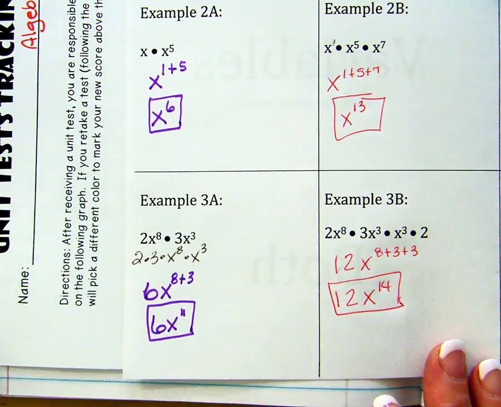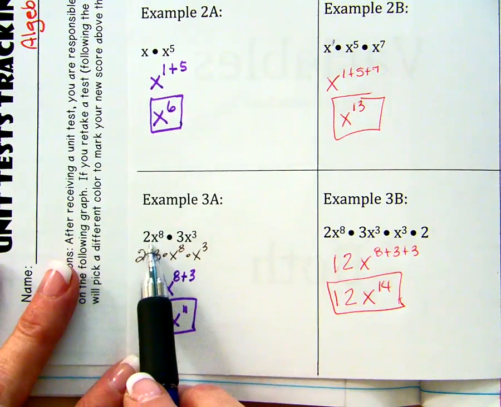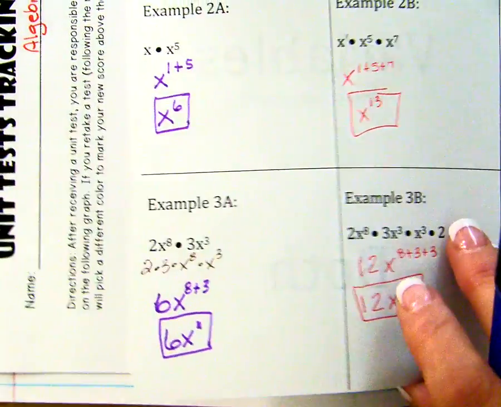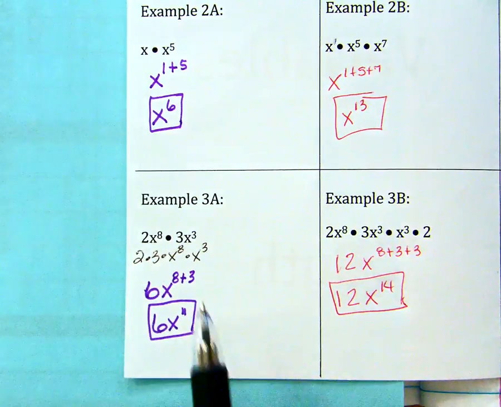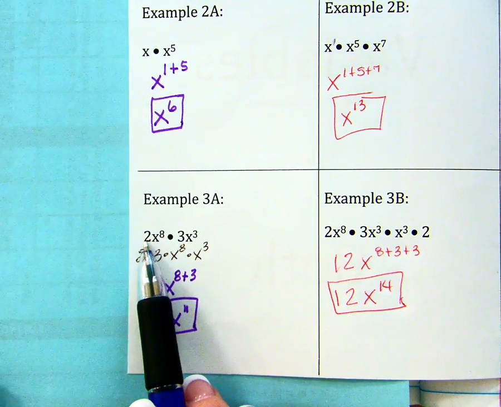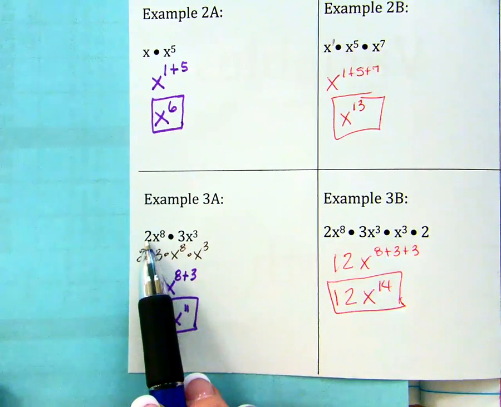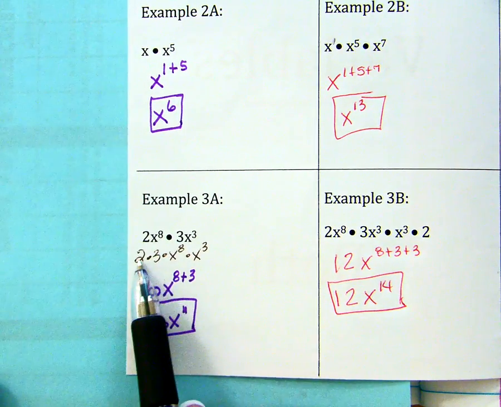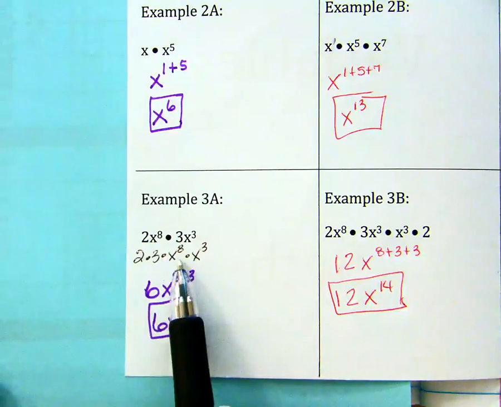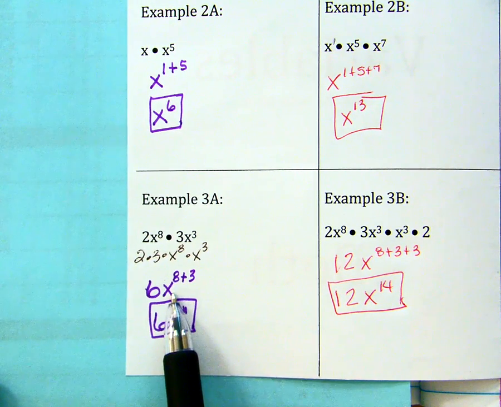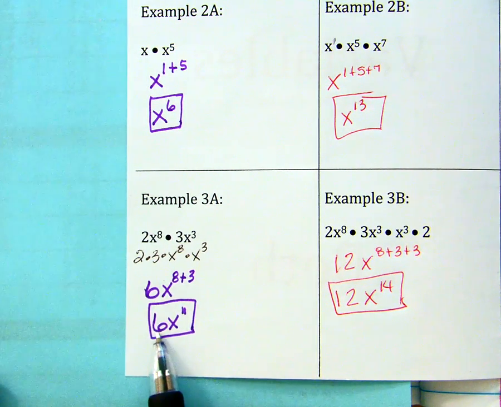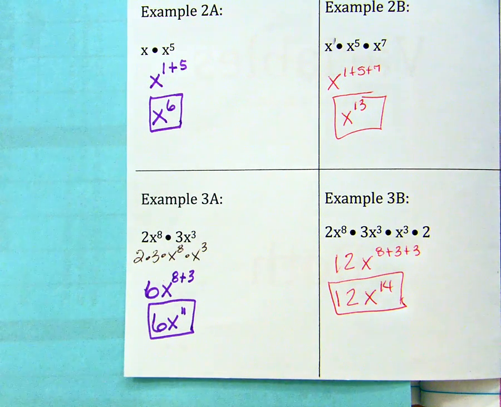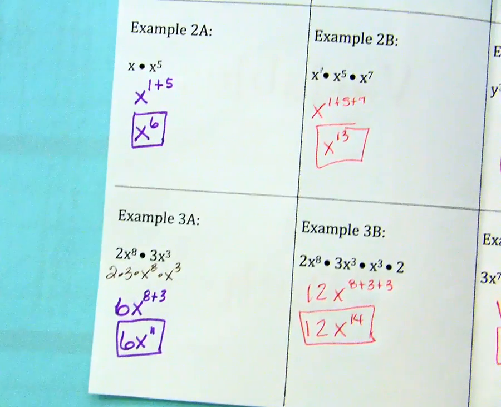In example 3a, we have a situation where, let me cover this up, that's going to get a little confusing. There we go. In this example, we have a coefficient of 2, and the other is 3, so we can go ahead and multiply those coefficients together, but because we have like bases, we keep the base and we add the exponents. So this ended up to be 6x to the 11th.